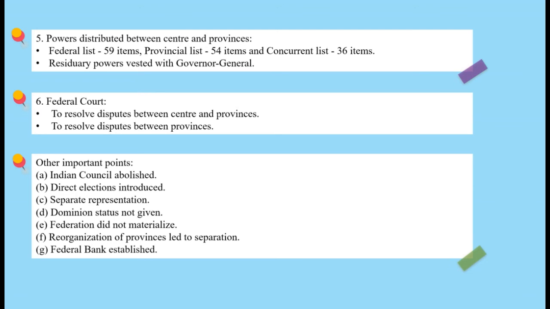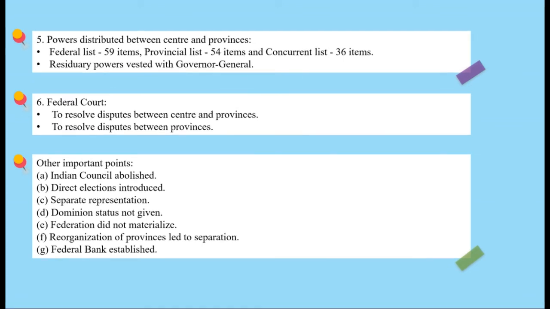The partial reorganization of the provinces led to separation of Sindh from Bombay. Bihar and Orissa were split into separate provinces, and Burma was separated from India. G. The Federal Bank was established. The Government of India Act 1935 played a very important role while framing the Indian Constitution.